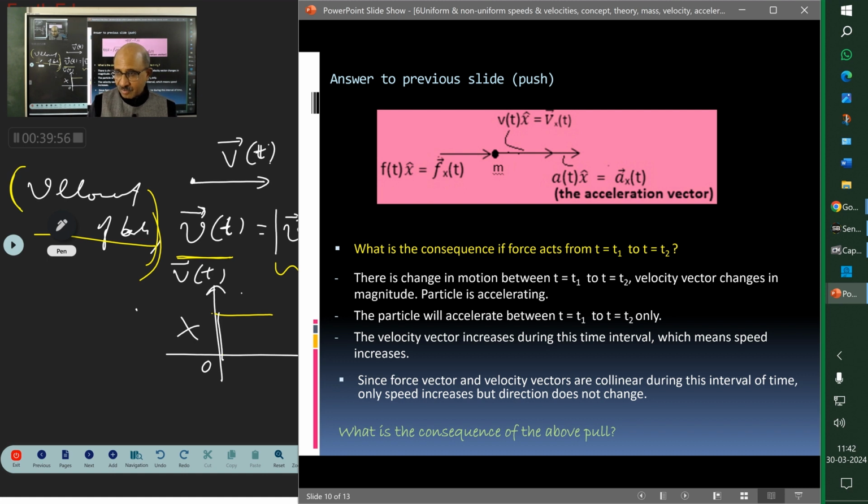Now, did you understand what I told? Can you give a full example? Good. Can you imagine your friend going on a cycle in front of you? Your friend is going on the cycle in this direction with some velocity. Now you hold the carrier of the cycle and you start pulling it. You hold the carrier and tell him, hey, stop. You are pulling. What will happen?